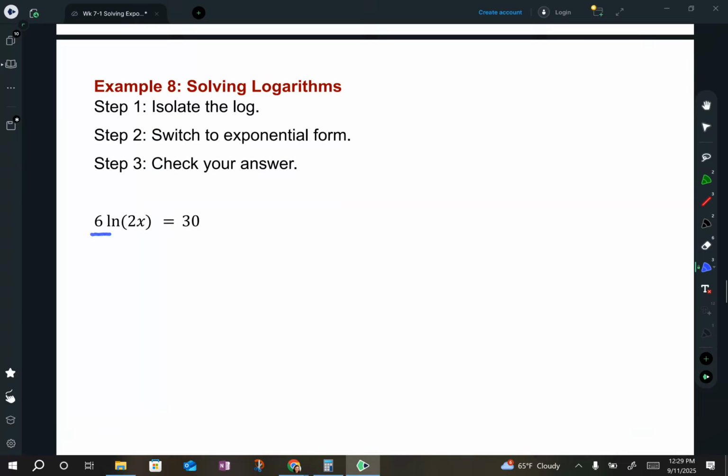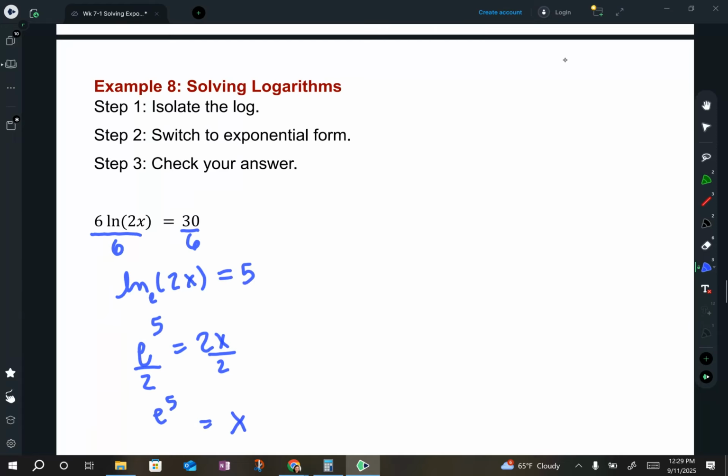So on this one, the first thing I'm going to do is divide by 6 to get rid of that coefficient. And that tells me the natural log of 2x equals 5. Switching this to exponential form, remember my base here is e. e to the 5 equals 2x. Divide both sides by 2, and I get x equals e to the 5th over 2.